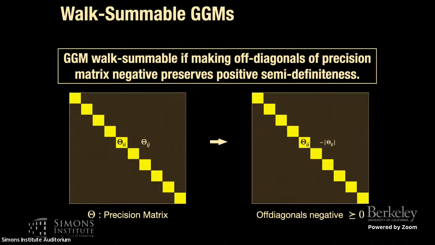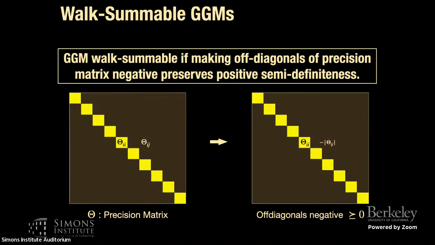The more general class of models that we study are called walk-summable GGMs. This is a bit of a technical definition, but it does arise in many other contexts. So when is a GGM walk-summable? Well, you start with your precision matrix, with all the diagonal entries and the off-diagonal entries. You take every off-diagonal entry and make it negative. Okay, I get a new matrix.